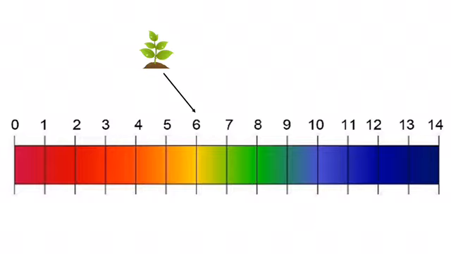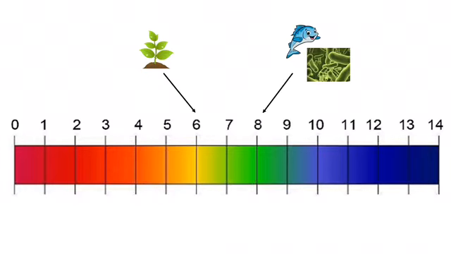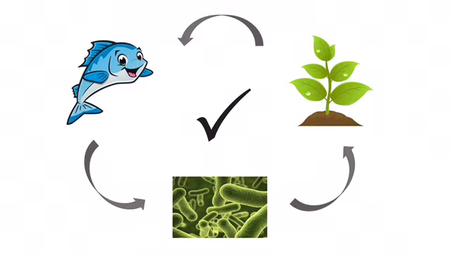Plants want a slightly acidic water pH level of between 5.5 and 6.5. Fish and bacteria want a slightly alkaline water pH level of between 6.5 and 8.5. As a result, a compromise between 6.4 and 6.8 must be made in order to run an aquaponics system.